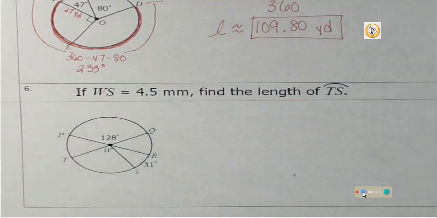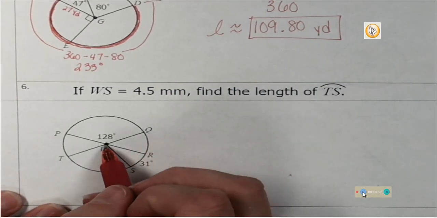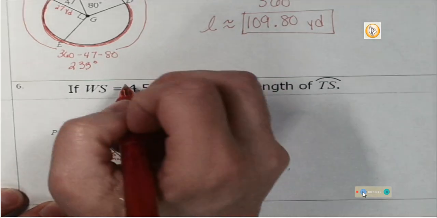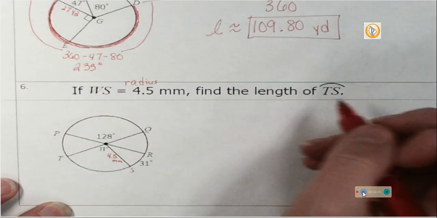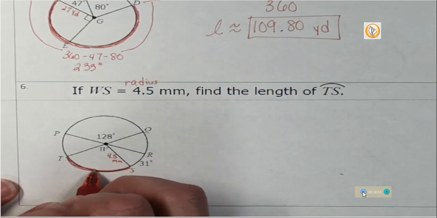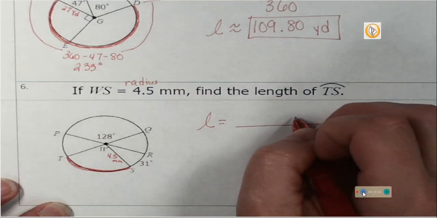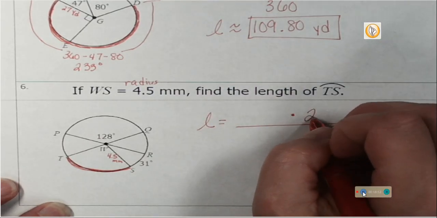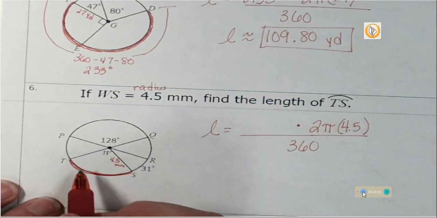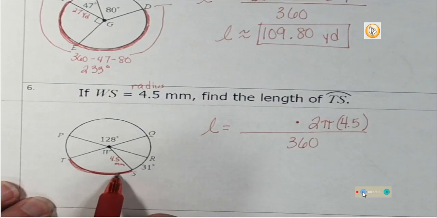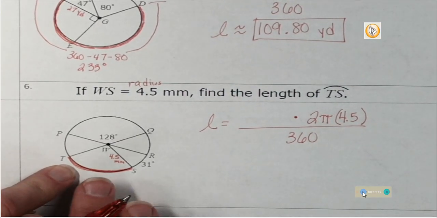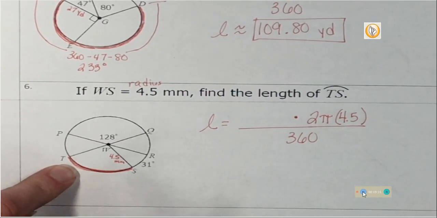All right, number 6, the last example on this page says, if WS is 4.5 millimeters, that's your radius, okay? You want to find the length of arc TS, this arc right here. So let me get set up. Length is arc degree measure times 2 pi r, which you just found out was 4.5, over 360. I need to know the measurement of this arc, and that's what I want you to find. I'm going to pause my video, and I want you to figure out what that arc measure is real quick.